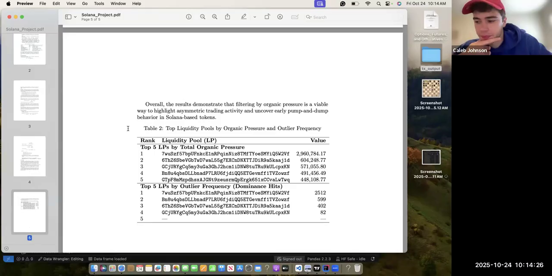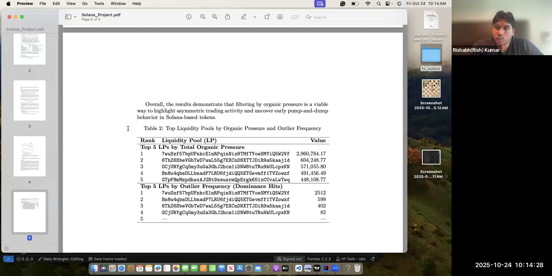I don't know if you were able to look into which specific transaction was classified as organic, and then say this specific transaction was an outlier, because you get the outlier frequency, but I don't know if you can actually check at the transaction level which transaction is an outlier. Yeah, that's interesting.